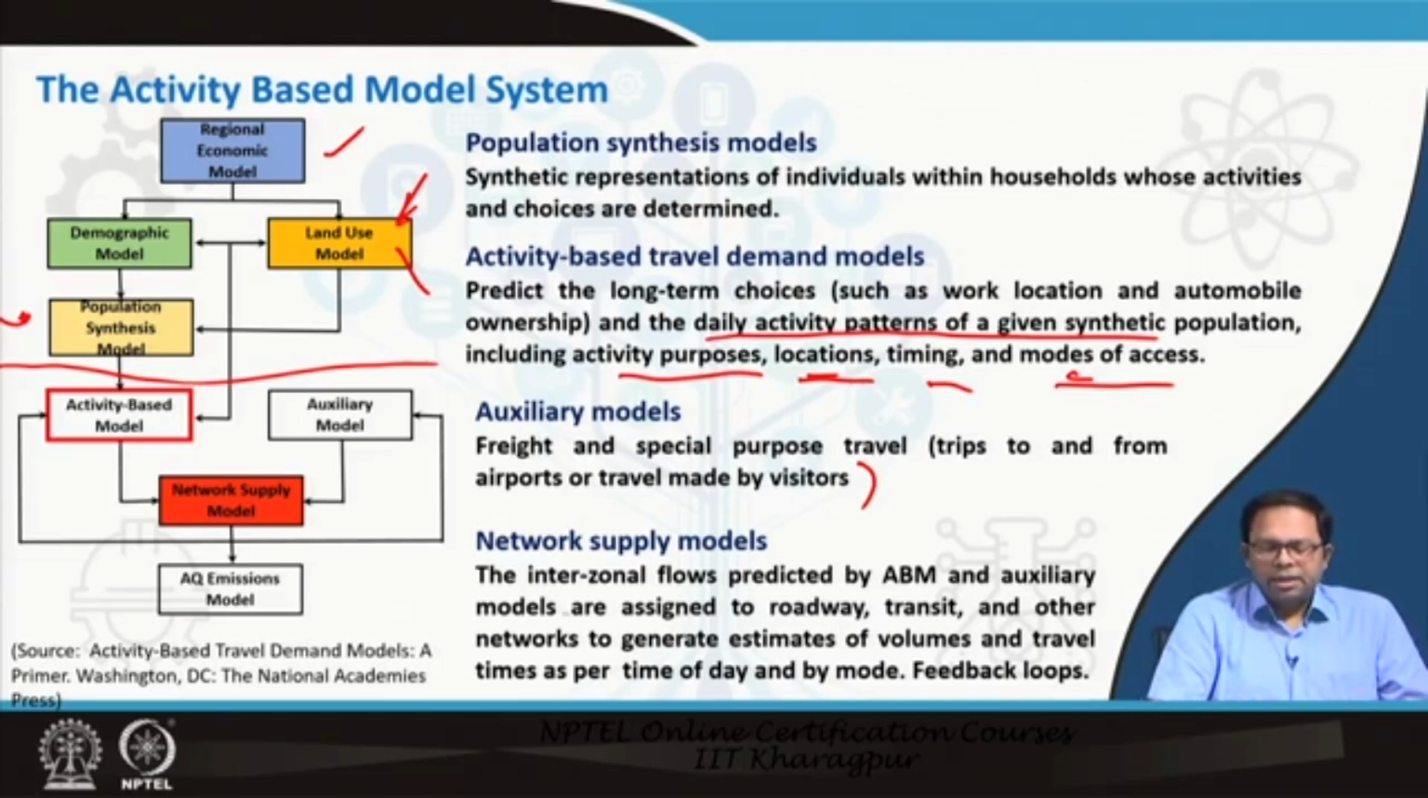So, interzonal flows predicted by ABM and auxiliary models are assigned to roadways, transit and other networks to generate estimates of volumes and travel time as per time of the day and mode, and there are feedback loops also to the previous models as well. So, this is the basic activity based model system.